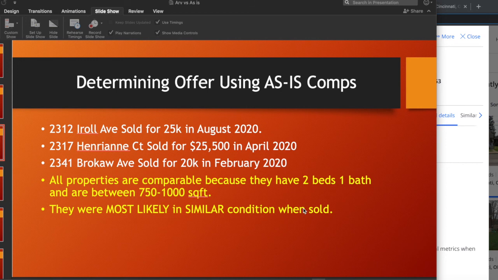Offer using as-is comps can be pretty simple. As we see, we have 3 properties right here that all sold between $20,000 and $25,000 this year. Besides the price, these properties are comparable because they are 2-bed, 1-bath, and between 750 and 1,000 square feet. Also, they're all within proximity of each other. Not to mention, they were most likely in similar condition when sold.